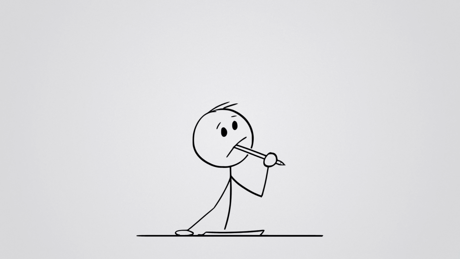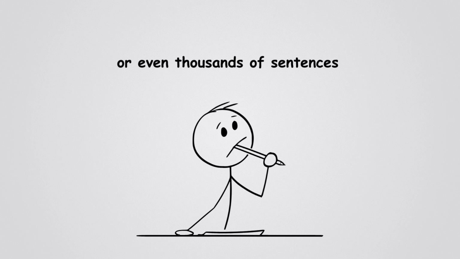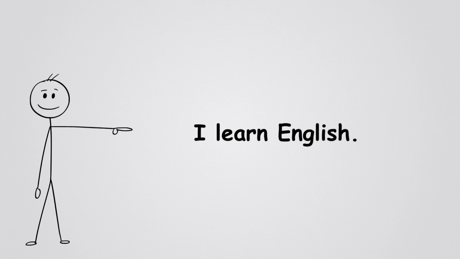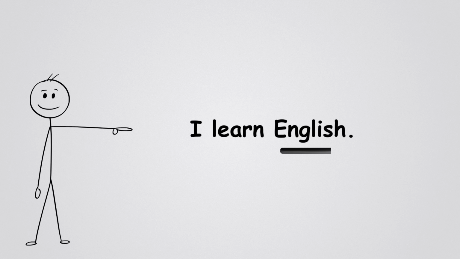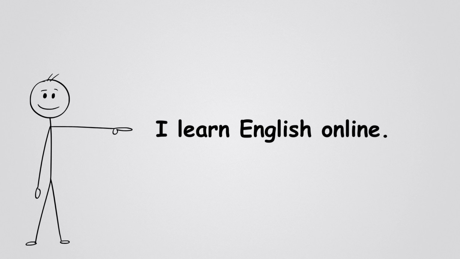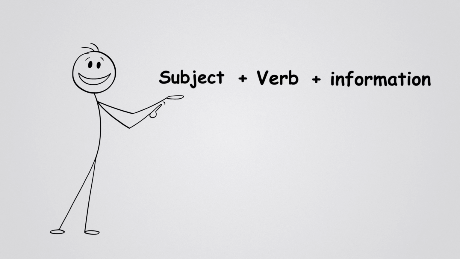Now, it is very important to understand that if you can build one correct simple sentence, you can build hundreds or even thousands of sentences by changing only one part of it. Let's take the simple sentence, I learn English. If we change the subject, the sentence becomes, she learns English, or they learn English. If we change the information, the sentence becomes, I learn English online, or I learn English every day. So, the structure stays the same, but the meaning changes.